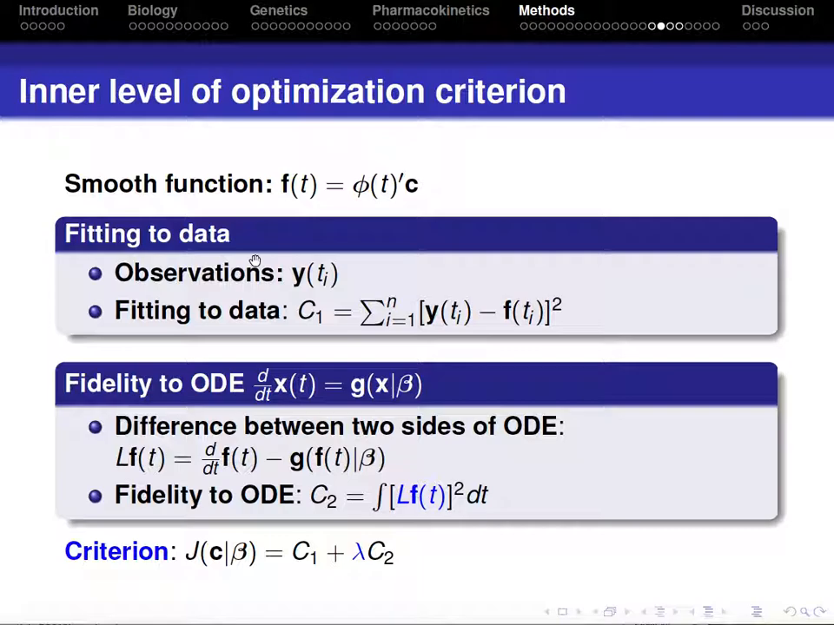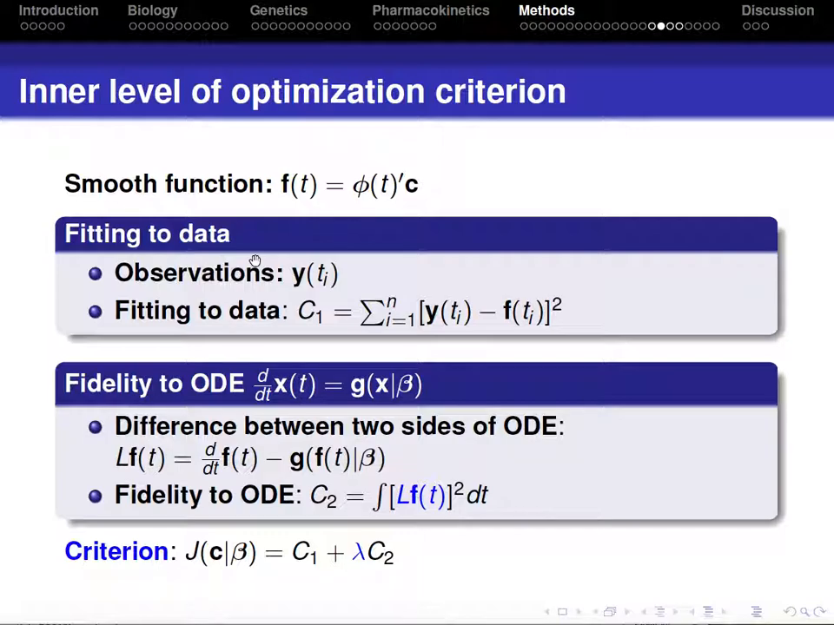So let's now first focus on the inner level optimization. Basically, here we want to find this smooth function f of t, right? It's a linear combination of the basis functions. We want to find the basis coefficients to approximate the ODE solution, right? So this is our goal.